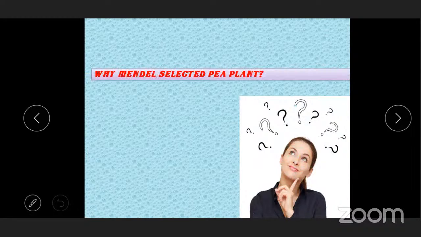Now we know that Mendel selected the pea plant. We already learned about Mendel's experiments on garden pea. There are millions of plants on the earth, several plants are there on the earth.